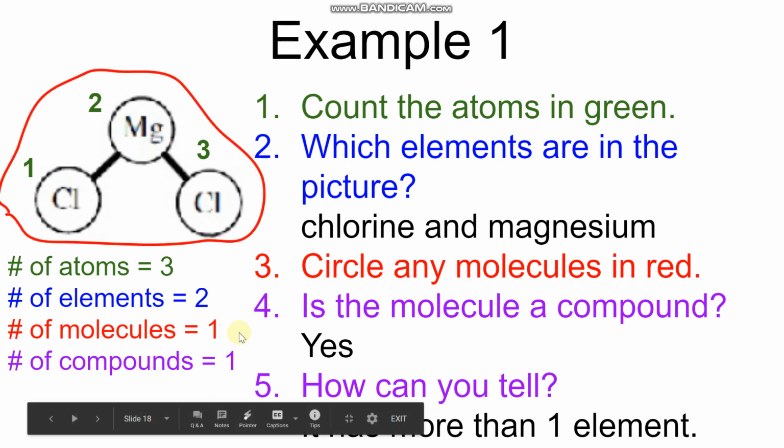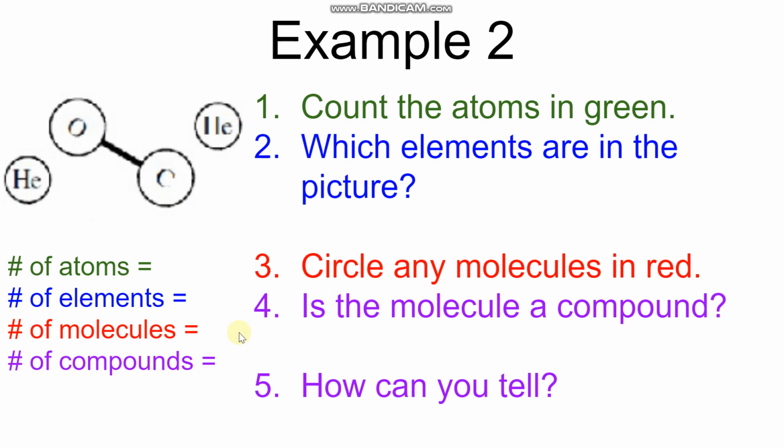Okay, let's do another example. Okay, so we've got another example here. We're going to count the atoms. So each circle is an atom. So 1, 2, 3, 4. Which elements are in the picture? Oh, sorry, so 4.